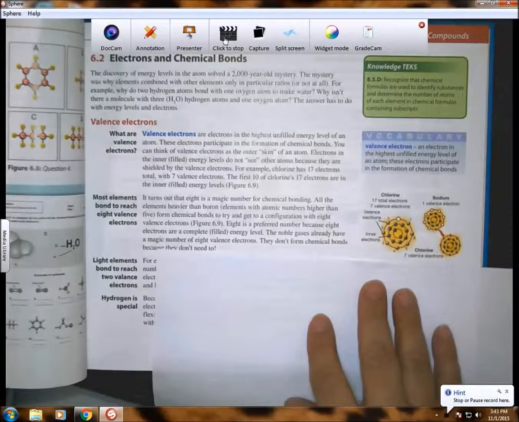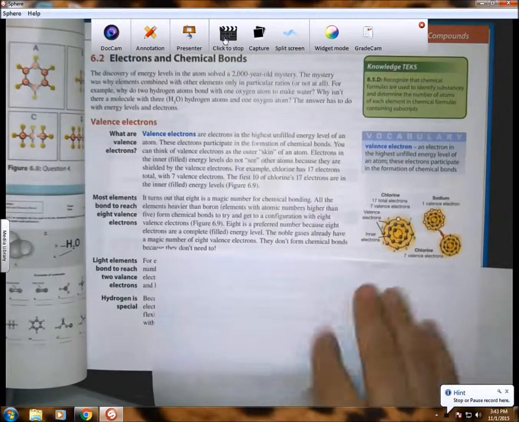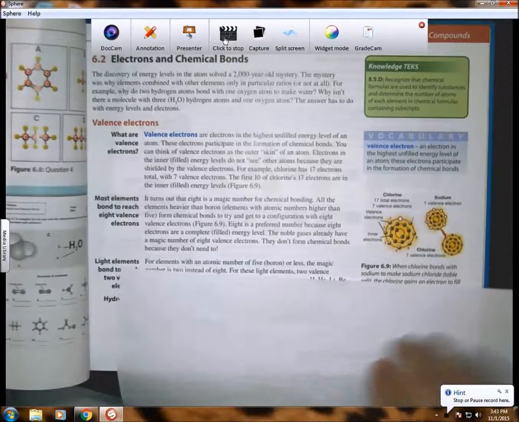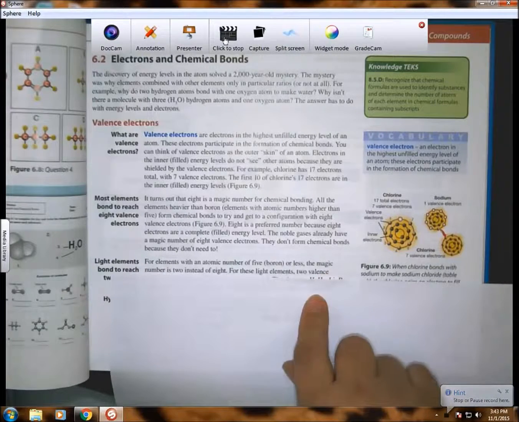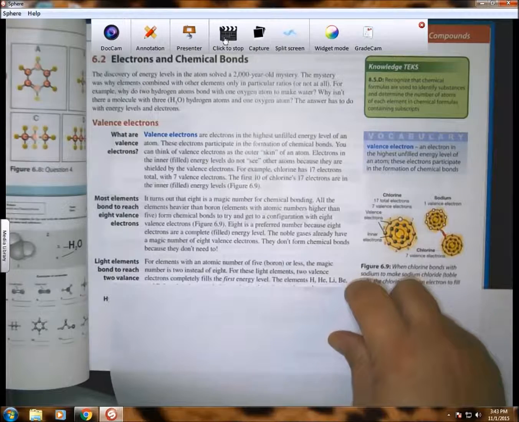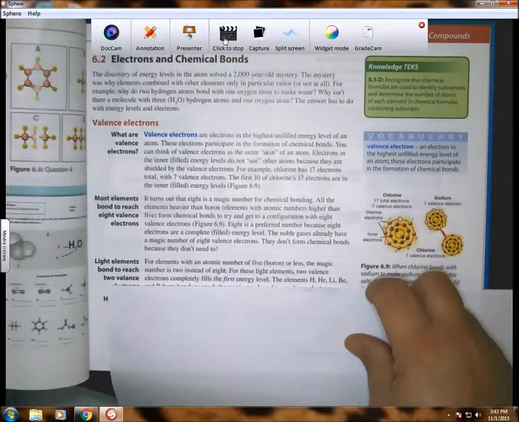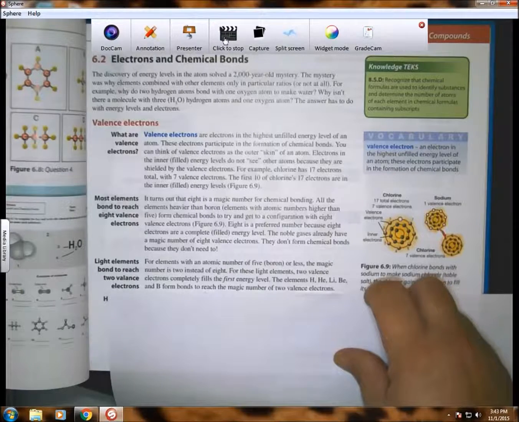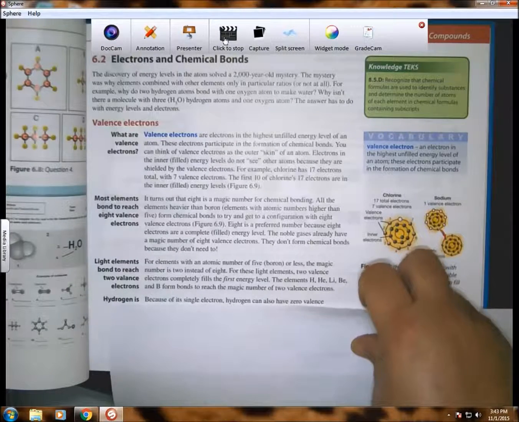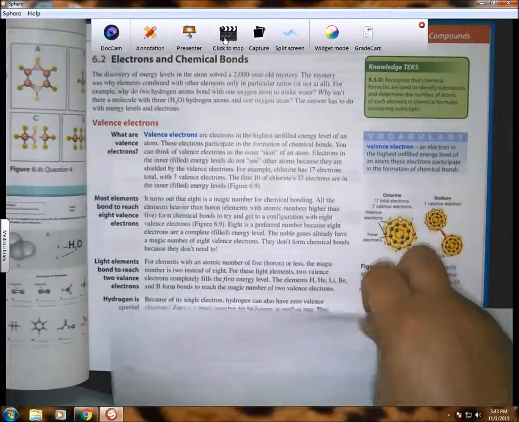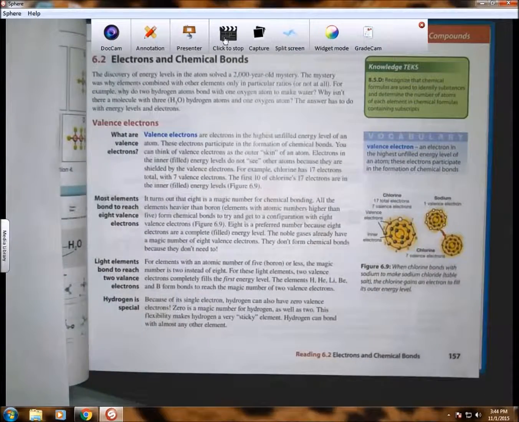Lighter elements bond to reach 2 valence electrons, and hydrogen is special. For elements with an atomic number of 5, boron or less, the magic number is 2 instead of 8. For these light elements, 2 valence electrons completely fill the first energy level. The elements hydrogen, helium, lithium, beryllium and boron form bonds to reach the magic number of 2 valence electrons. Okay, do we need to take a note there? I don't know. What do you think? Yeah, I think we will. So let's write down.